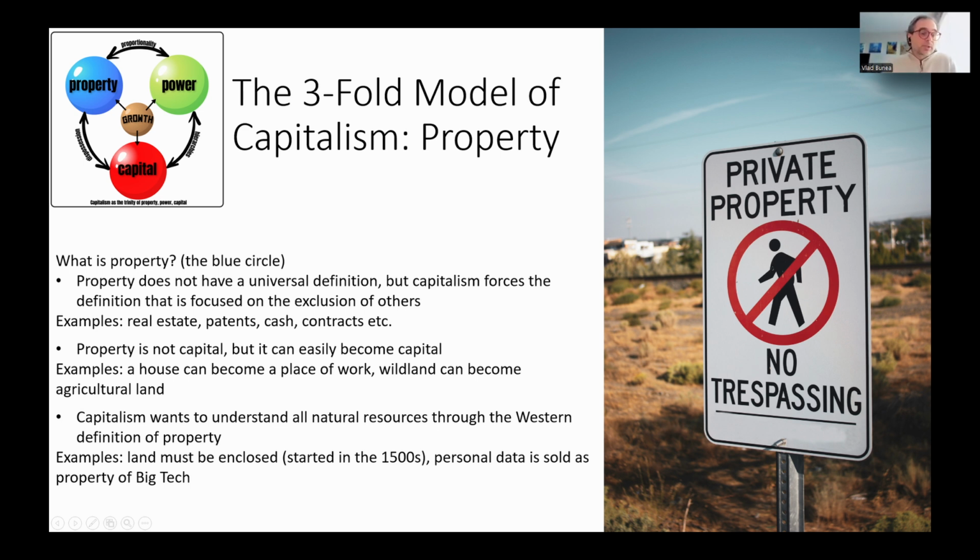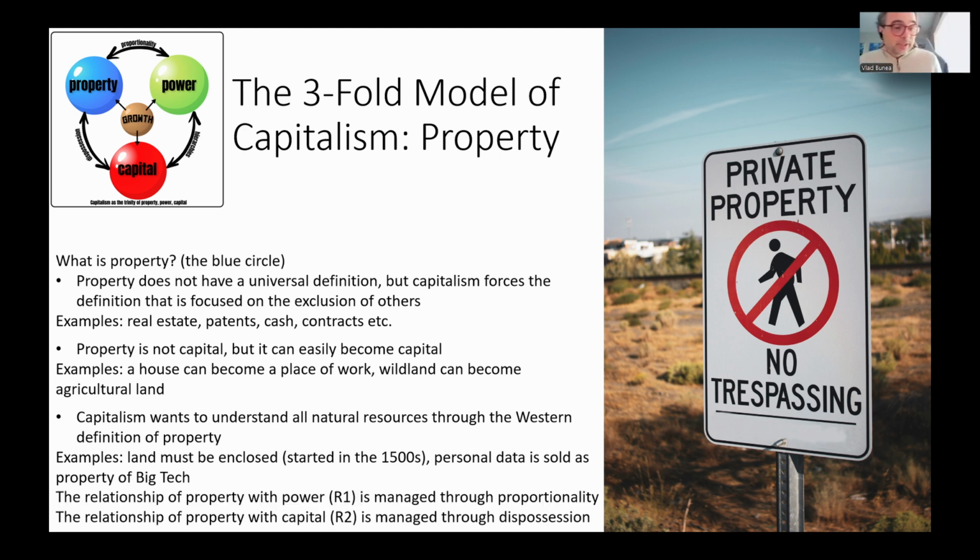The same happens with personal data, such as our names, our date of birth, our health status, everything we do, our shopping habits, that is generally considered personal data. And it's used by big tech as capital. They use it to sell, for example, our personal data to advertisers and to make a profit from it. So that's an example of how property becomes capital.